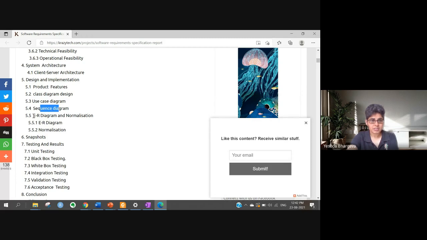Sequence diagram is there, ER diagram is there, then database normalization. These all will be discussed in our labs soon. And by that standard, I understand that the deadline for SRS is 1st of September. I may extend it because these concepts may also need to be incorporated in your SRS.